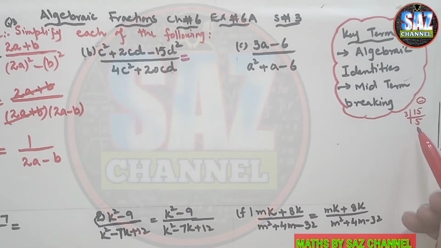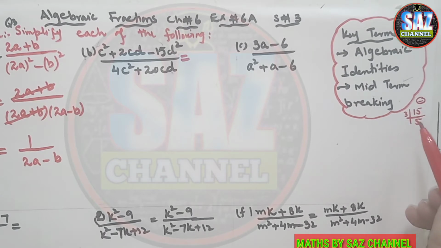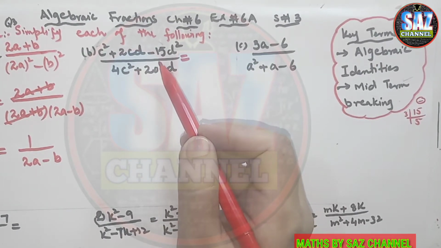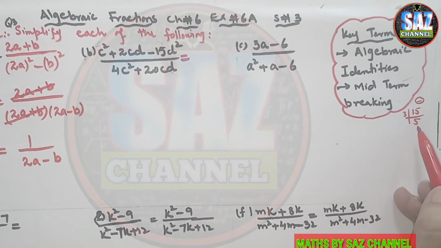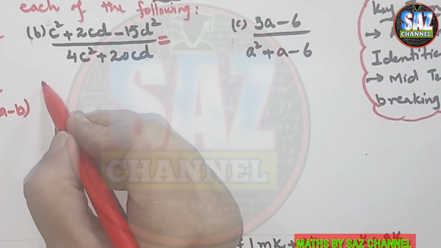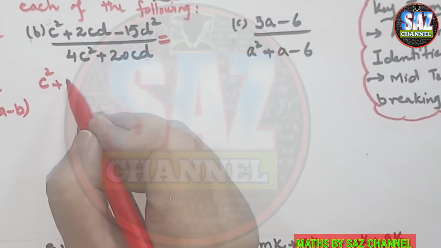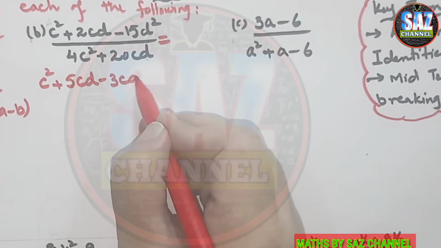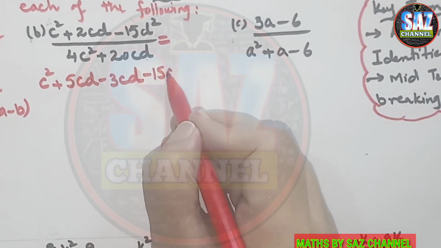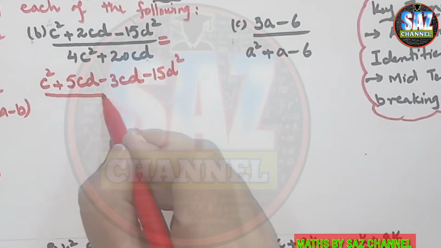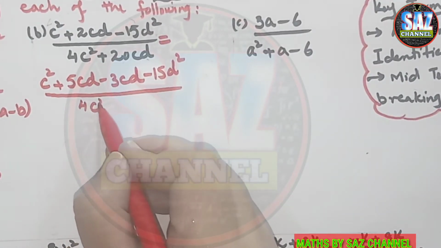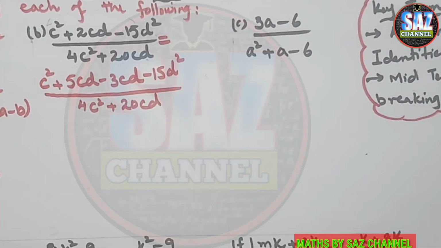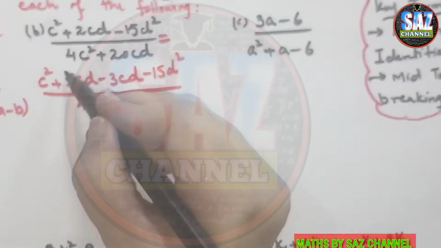I have to set these two factors in such a way that when I'm adding or subtracting, I'm getting the middle term, and when I'm multiplying, I'm getting −15. So 5 and 3 is the suitable choice. So I will write (c² + 5cd − 3cd − 15d²) upon (4c² + 20cd).